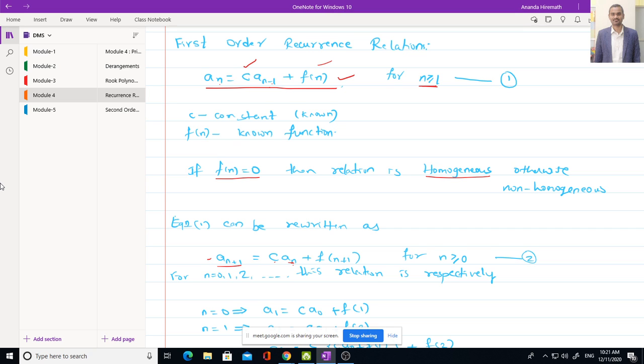But one thing to observe is that here n will be greater than or equal to 0, while in the first equation it was greater than or equal to 1, because we have started here from n plus 1. For a_{n+1}, n will be greater than or equal to 0. For a_n, n will be greater than or equal to 1. So a should start from a1, a2 and so on. You can remember it in that way.